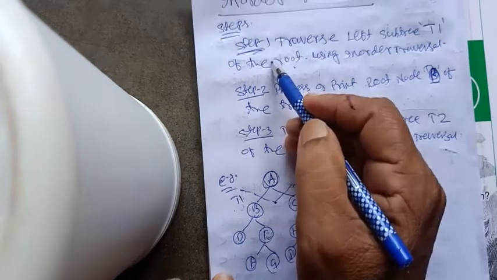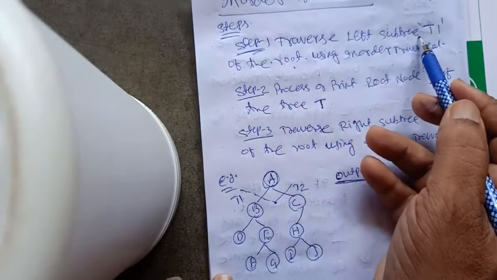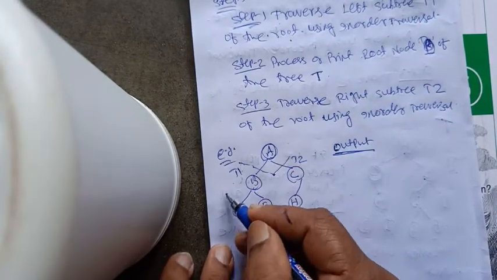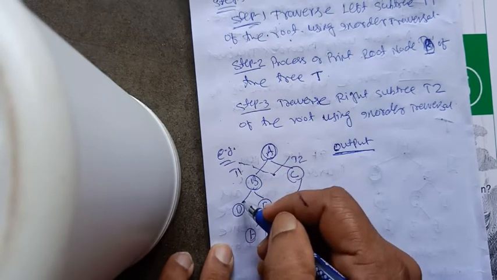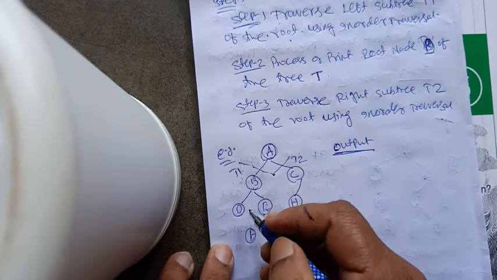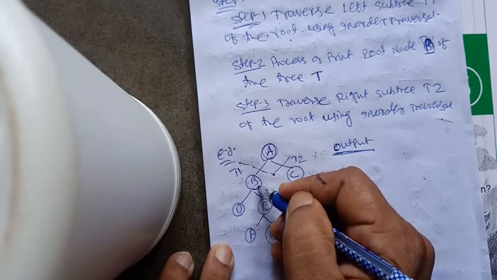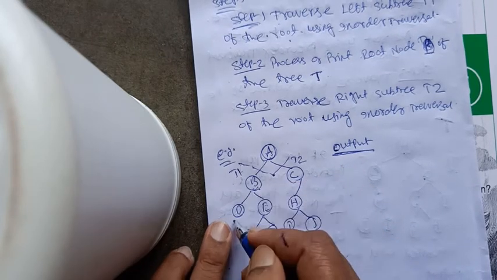Now step 1 says, instead of processing the root, let us traverse the left subtree first. So instead of processing A, you should move to the left subtree and you have to traverse it. Now to traverse the left subtree, again you have to follow the in-order method. So in-order method means it has a root B. So now the root B will not be processed. Instead we will move to the left of B. So left of B is D.